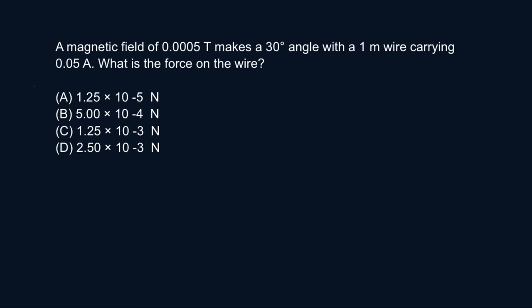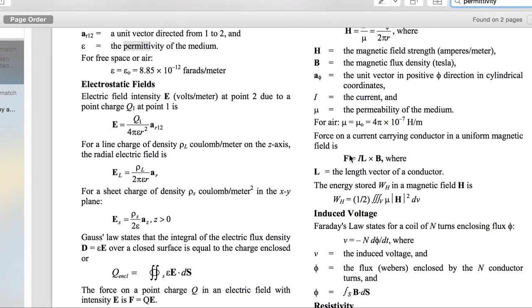Let's go into the FE handbook and find the actual formula for that, relating the force, the length, and the magnetic flux density in Tesla. So we have F here equals the current, length, cross product, B, that's the magnetic flux density.